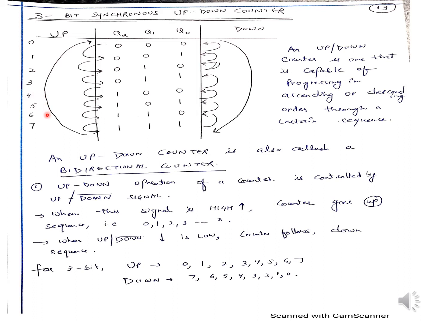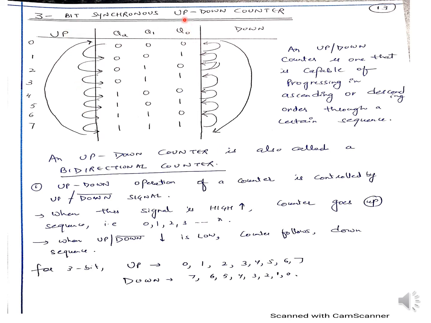You understand this? That means 0 to 1, 1 to 2, 2 to 3, 3 to 4, 4 to 5, 5 to 6, 6 to 7, and then after 7 it will again go to 0. Like I have written here. Down counter means it will count from 7 to 6, 6 to 5, 5 to 4, 4 to 3, 3 to 2, 2 to 1, 1 to 0, and then again it will count to 7.